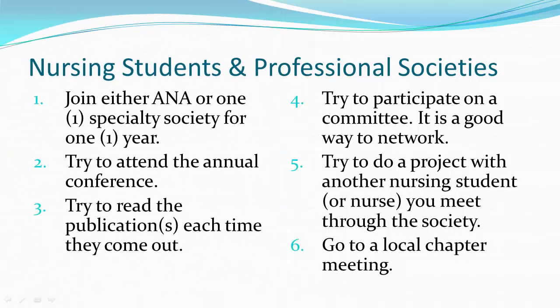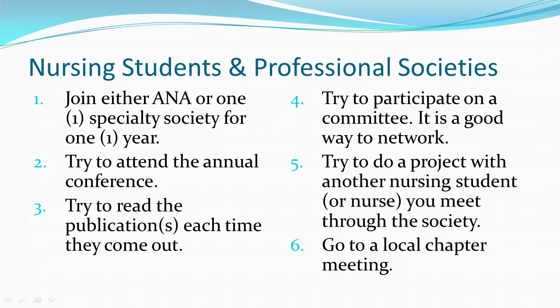So I promised you I would give you some advice. So this is my advice to nursing students with respect to professional societies. First, join either the ANA or a specialty society you're interested in for just 1 year. So let's say you're thinking of becoming a psychiatric nurse, you might join the APNA just for 1 year. Or if you're thinking of becoming a critical care nurse, you could join their society for just 1 year. Just 1 year because then it's kind of like joining a gym. You want to try and use it for that year and just see how it goes for you.